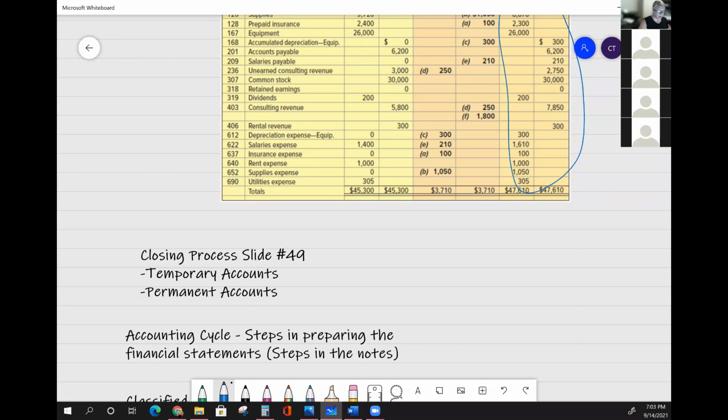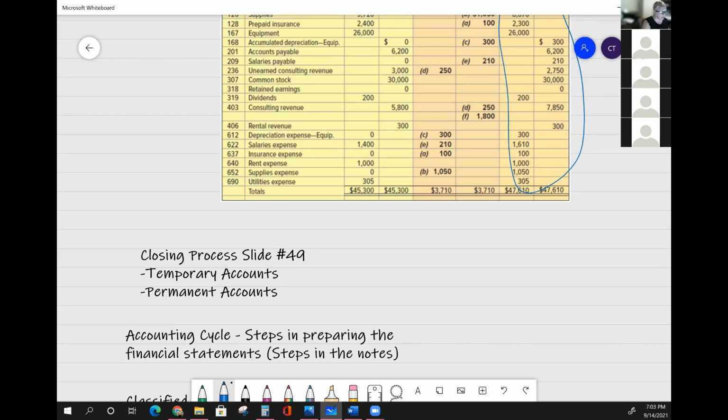It's permanently there. I want it to run from period to period, and it's going to stay on the books until either we've used the supplies or we've sold the equipment or we've reissued and bought back all the stock, and then we wouldn't have any more stock. So there's going to be something that happens that's going to get rid of those accounts. It's not going to be through the closing process.